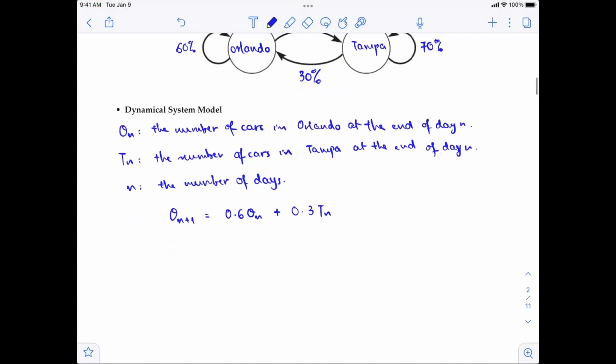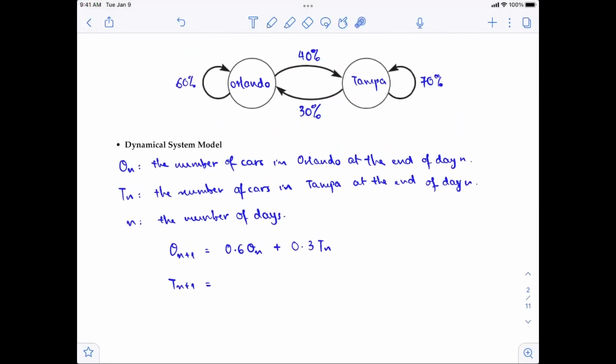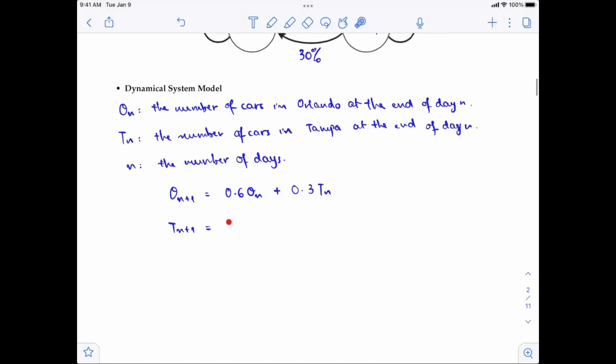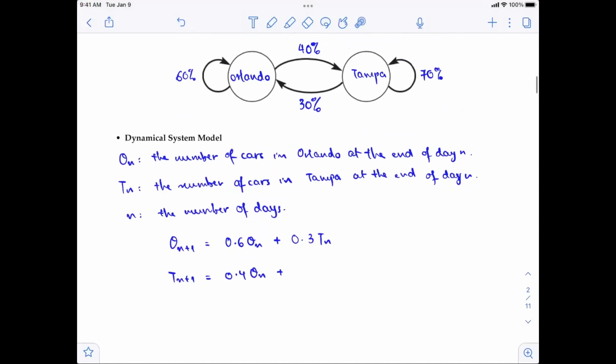Okay. Now for T sub n plus 1, the cars rented in Orlando are returned to Tampa, and there is a 40% chance that could happen. So 0.4 times O sub n, plus there is a 70% chance that a car rented in Tampa gets returned in Tampa. So there's 0.7 times T sub n. So that's the system of difference equations that you need to build for this particular model.